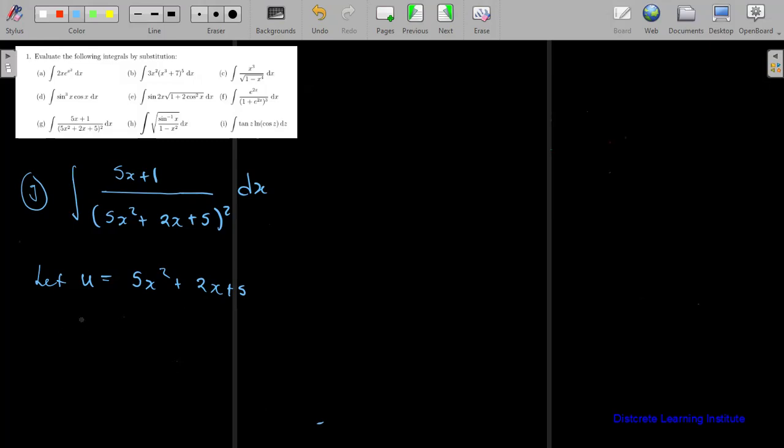And then, like always, you find du/dx. The derivative of 5x squared, you drop the 2 and multiply by 5, you get 10x, then plus the derivative of 2x, which is just 2.